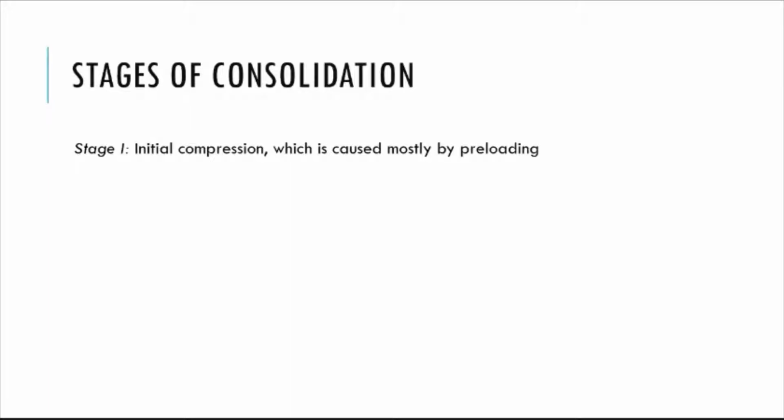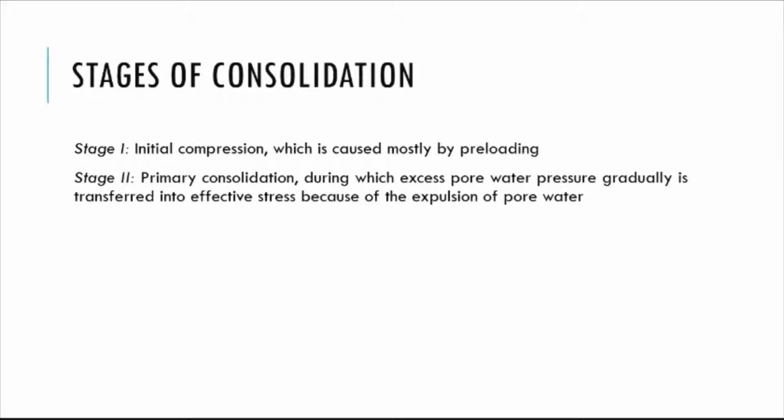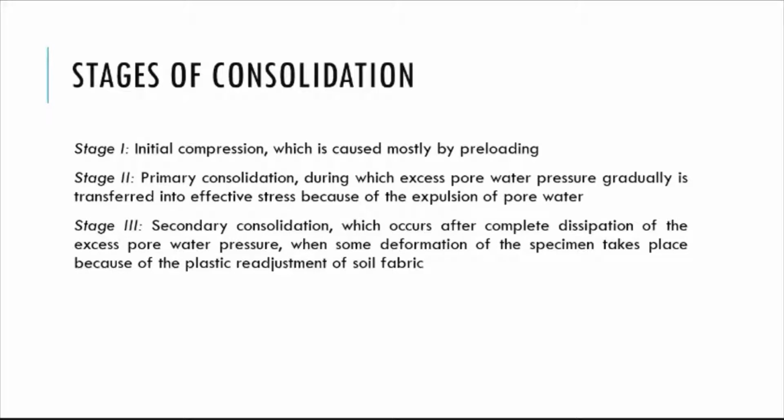So the stages of consolidation in an odometer or consolidometer are shown here. Stage 1 is the initial compression, which is mostly caused by preloading in the consolidometer. And then stage 2 is the primary consolidation, during which excess pore water pressure gradually is transferred into effective stress because of the expulsion of pore water. And stage 3 is the secondary consolidation, which occurs after complete dissipation of excess pore water pressure, when some deformation of the specimen takes place because of the plastic readjustment of soil fabric.